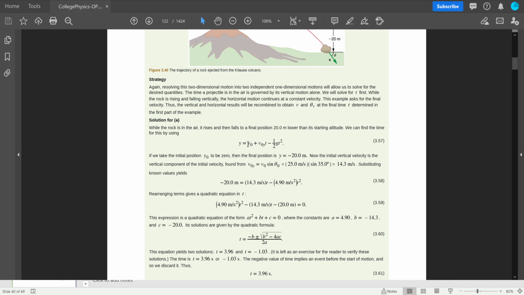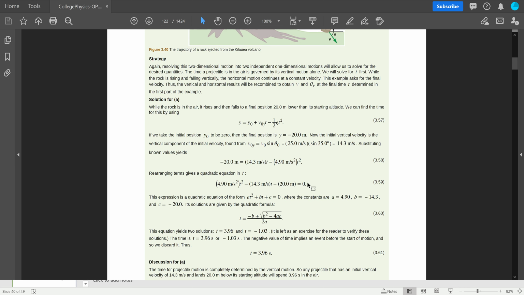We know that our initial y here was 0. That's what we're going to take it as. We have our velocity component in the y, which gives us 14.3. Once you do this, solve for your v in the y: 25 meters per second, sine of 35, minus our 1/2 g, 9.8. So 1/2 times 9.8 gives us 4.9 t squared. So we still are looking for our t.